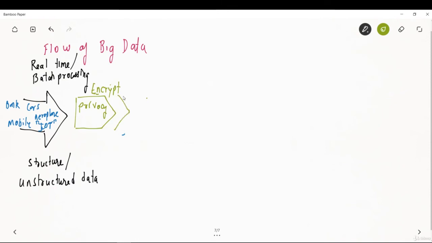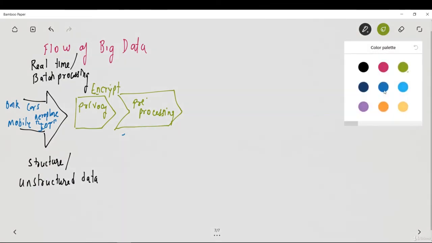Then it goes to pre-processing. Let's say if it is unstructured data, you want to convert it into structured data, or some other pre-processing you want to do. Let's say the data is coming in a JSON format or some other format, and you want to convert it into a CSV format before storing. So all these things you can do in pre-processing.